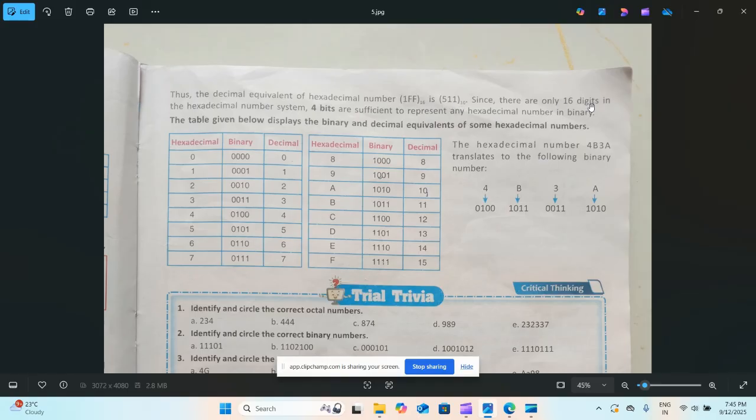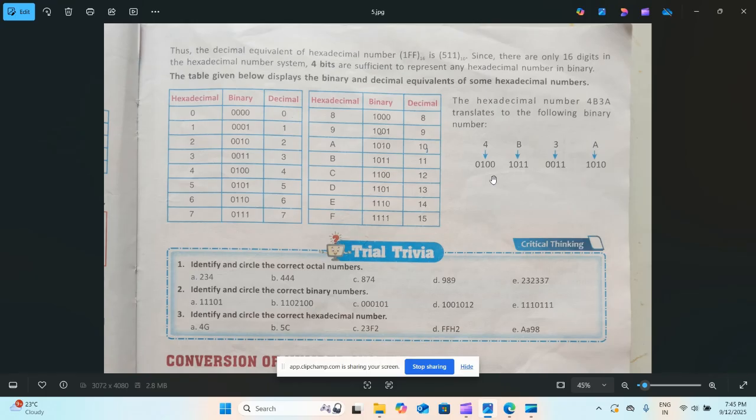Since there are only 16 digits in the hexadecimal number system, 4 bits are sufficient to represent any hexadecimal digit in binary. So a table is given below. How can you do this? Now the hexadecimal number is 4B3A. To convert hexadecimal to binary, you can directly write down the binary equivalents. For decimal to binary, we do not do it like that; we have to do the conversions. But for octal and hexadecimal to binary, you directly write down the binary equivalents. I hope you understand this.